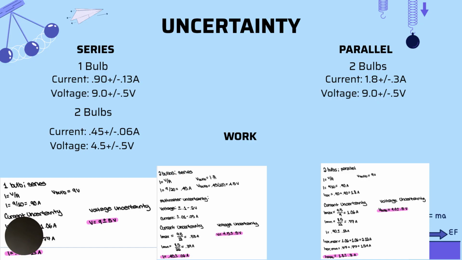For parallel, I got a current of 1.8 plus or minus 0.3 amps. And for voltage, I got 9 volts plus or minus 0.5. It's the same thing.